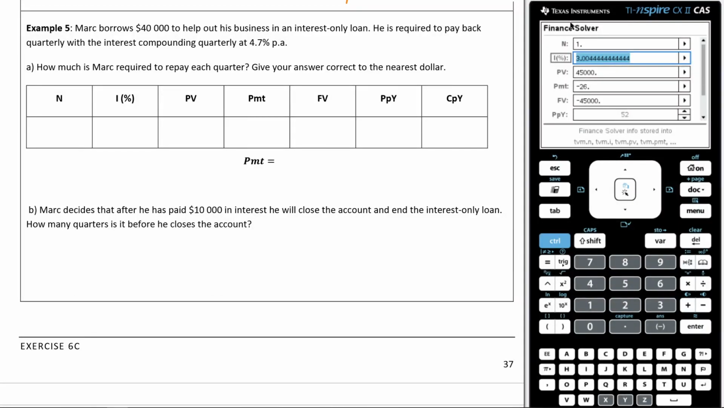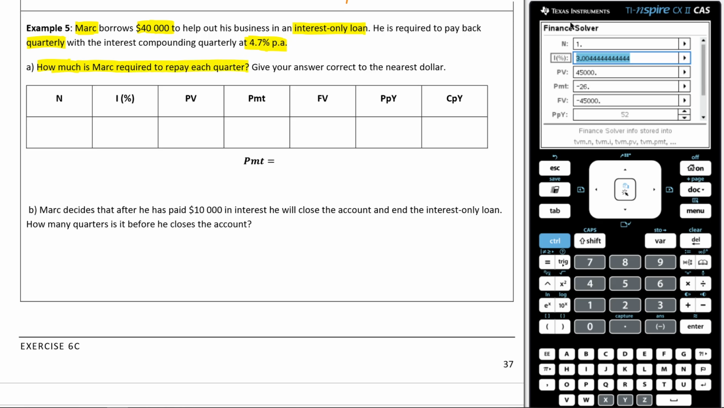All right, the next question. It says Mark borrows 40 grand to help out his business in an interest-only loan. He's required to pay back quarterly with interest compounding quarterly at 4.7% per annum. How much is Mark required to repay each quarter? Give your answer correct to the nearest dollar.